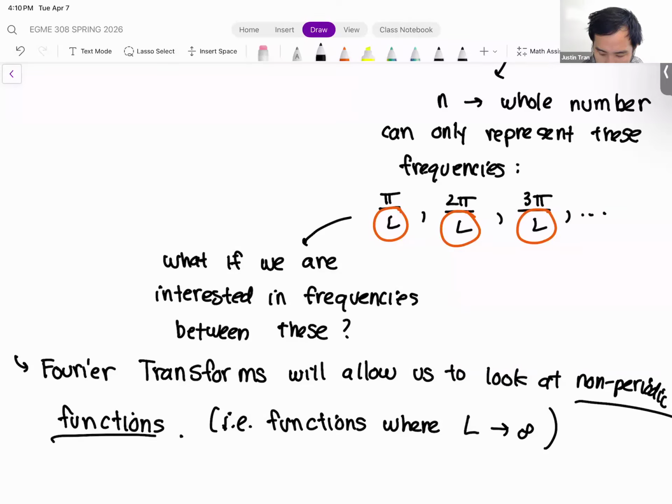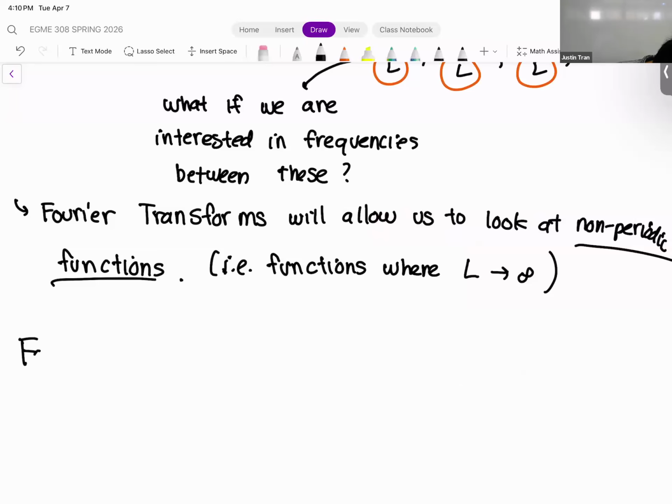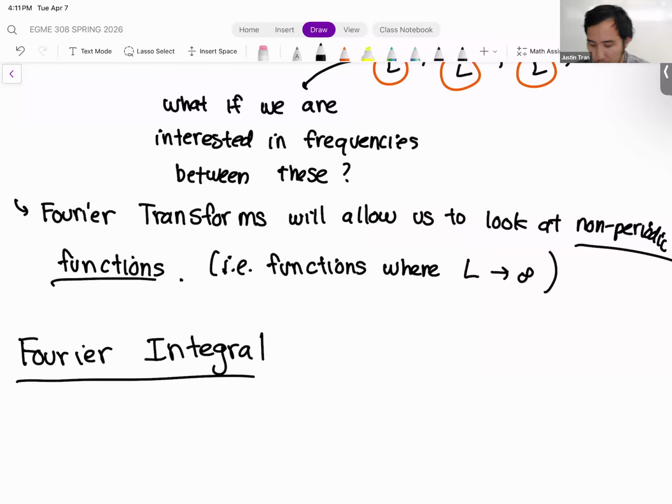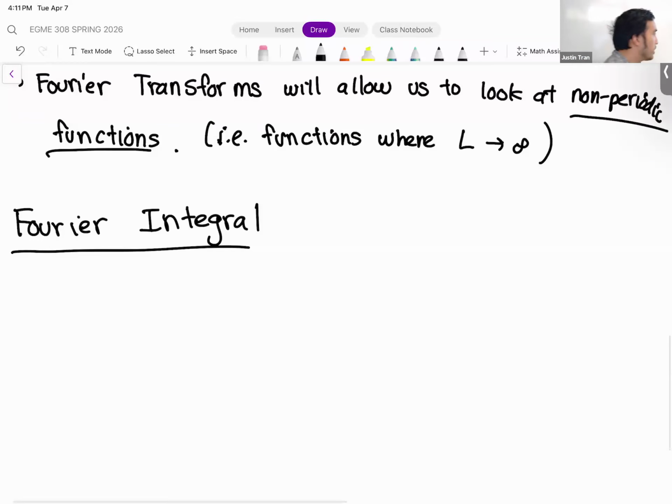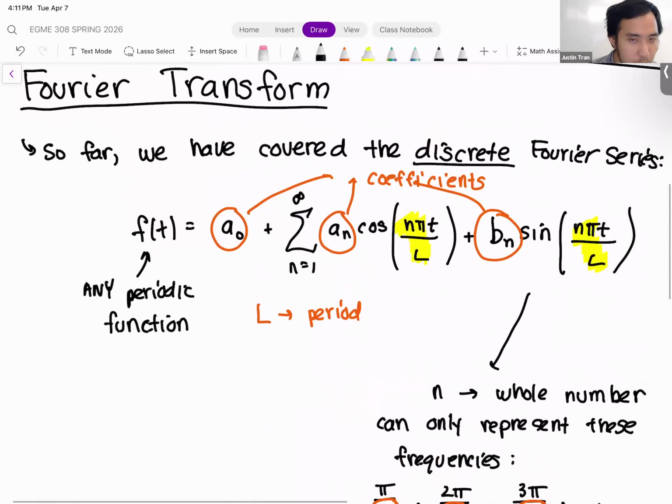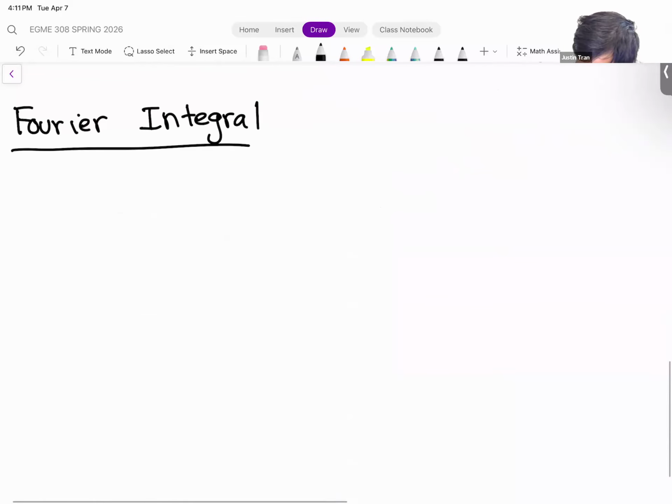Any questions on this so far? All right. So to begin, we have to talk about something called the Fourier integral. So let's go there. You can think of the Fourier integral as an extension or generalization of our Fourier series, where we're going to take the summation of our Fourier series and turn this into an integral instead.